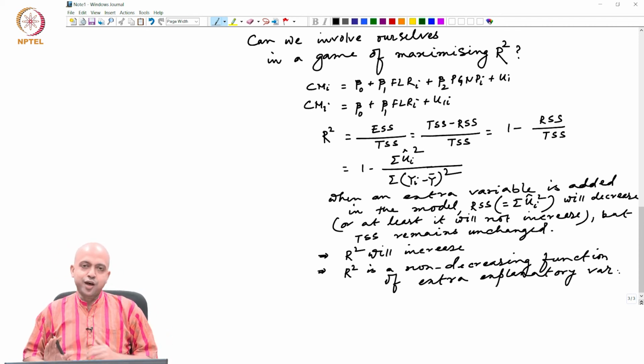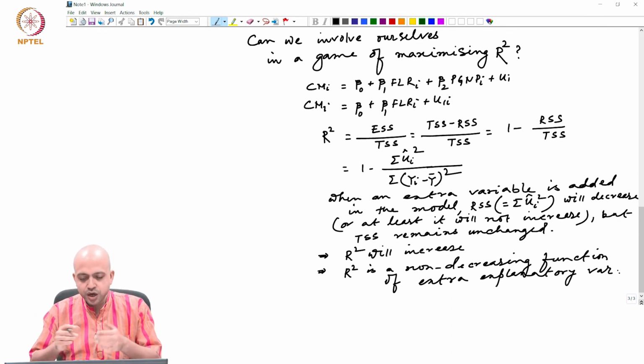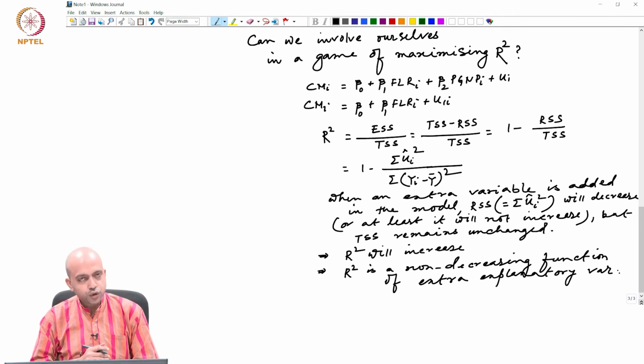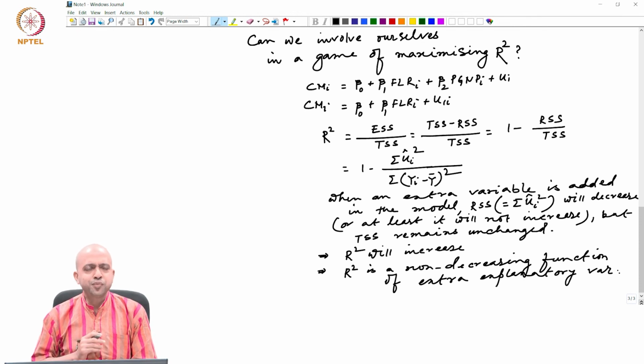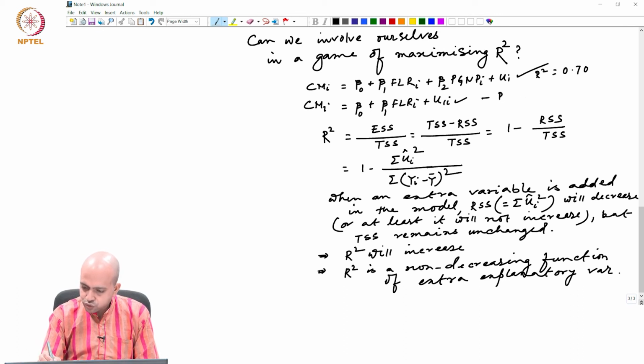So, this is the thing that happens. When we add an additional variable, the explanatory power of the model increases, and R square will increase. But does that mean we will keep on adding variables and say that this model is better than this one because it gives a higher R square value? In this model R square equals 0.70 and here it is 0.66. We cannot say that this model is better.